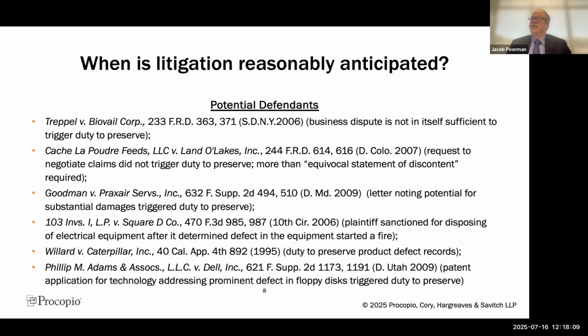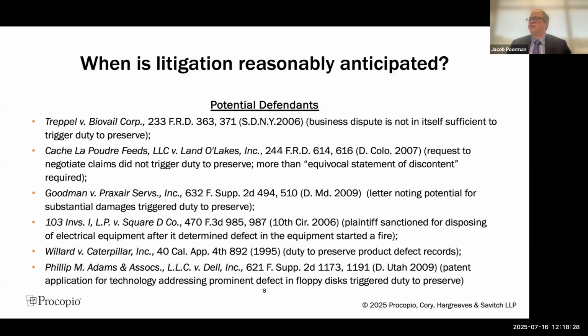The plaintiff developed technology to address these defects and filed a patent application for that technology in 2001, eventually receiving patents covering that technology. 4 years later, in 2005, the plaintiff issued a cease and desist letter to the defendant, demanding that it cease infringement of its patents.